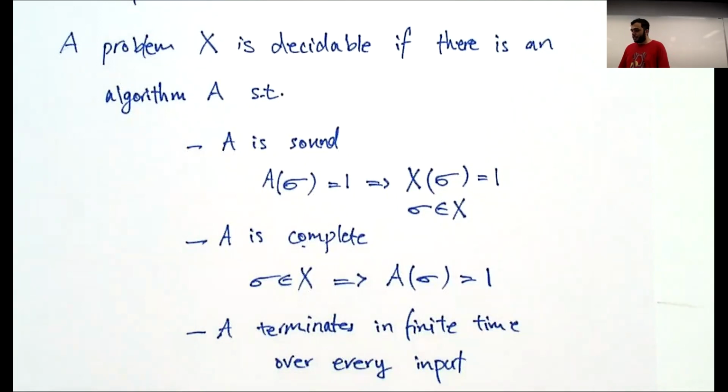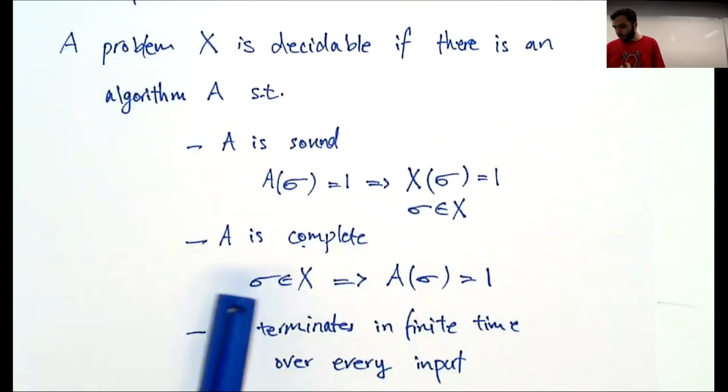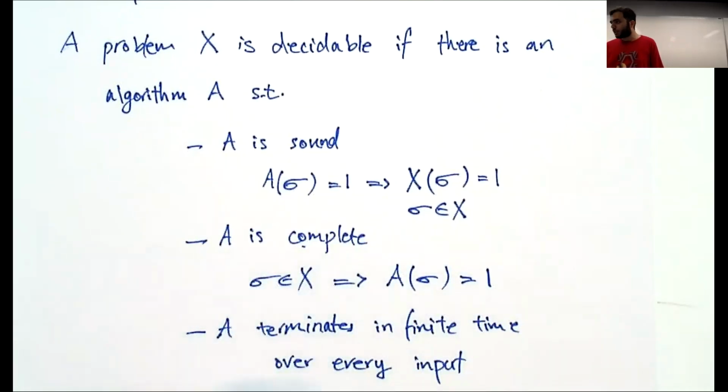Well, you can just have the obvious algorithm that just outputs 1. If my algorithm always outputs 1, then it's complete according to this definition, and of course it terminates. Conversely, if my algorithm always outputs 0, then it's sound, right? Or if my algorithm just never terminates, it's also sound.